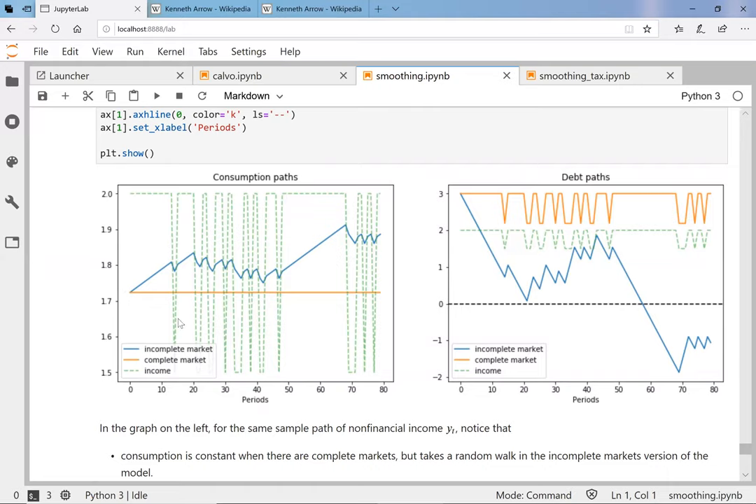This is a two-state Markov setup. The green line is income. The orange line here is consumption in the complete markets setting, as smooth as a pancake. In the incomplete markets model, consumption takes a random walk, just like Hall told us.